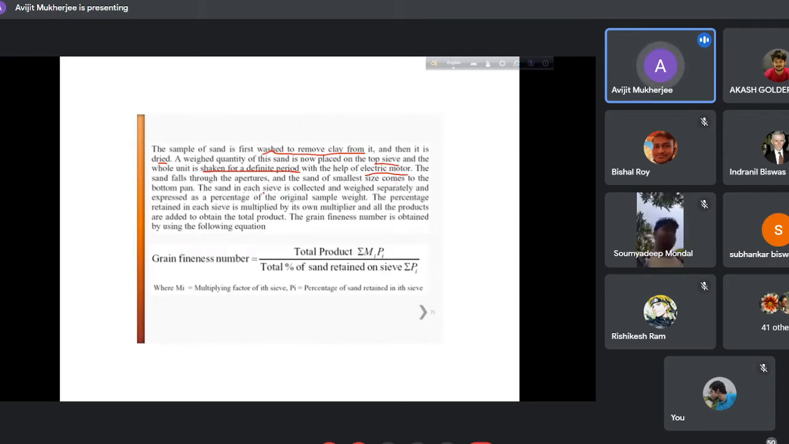And then sand in each sieve is collected and weighed, to express in terms of some percentage of the original sample. Now the percentage, here it is important, the percentage retained in each tray or sieve is then multiplied by one multiplier.